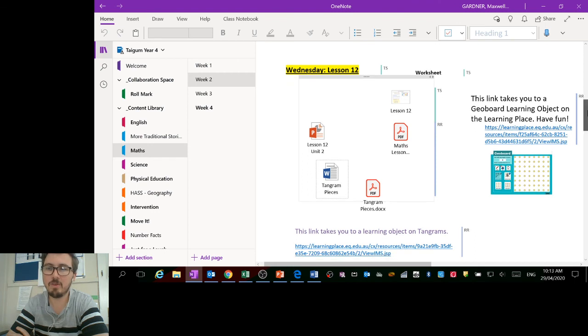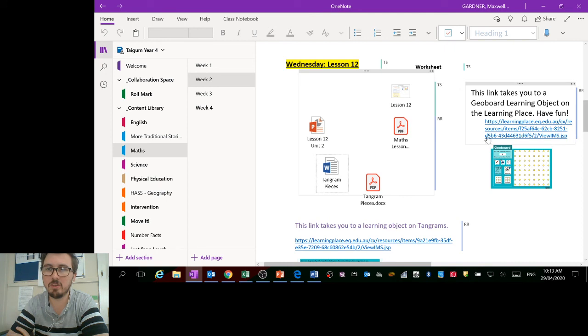So I hope you enjoyed it. If you have access to OneNote, the Geoboard is here. Okay? If not, there's the link there and you can give it a try. Hopefully it works, fingers crossed. If not, you've got a lot of other activities to do.